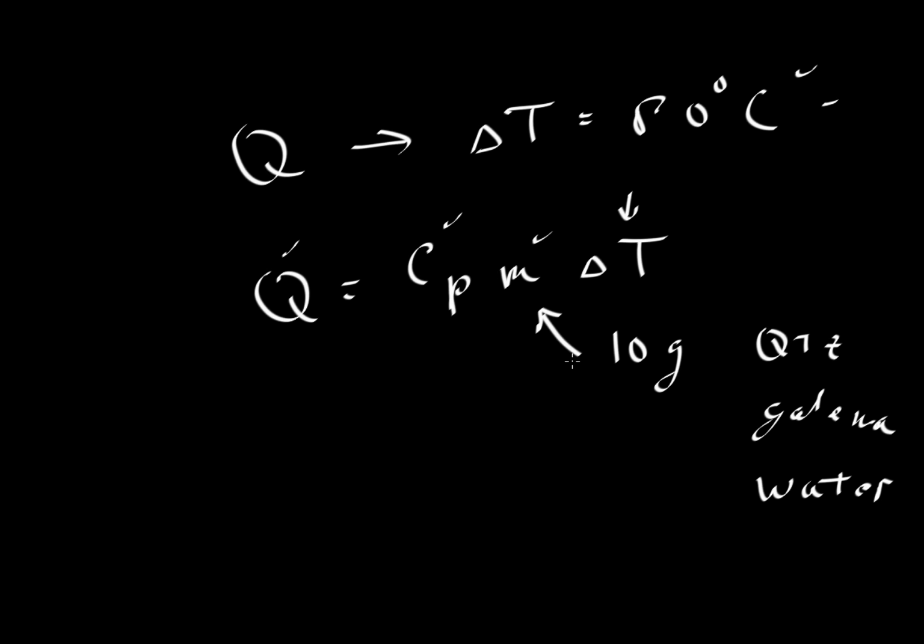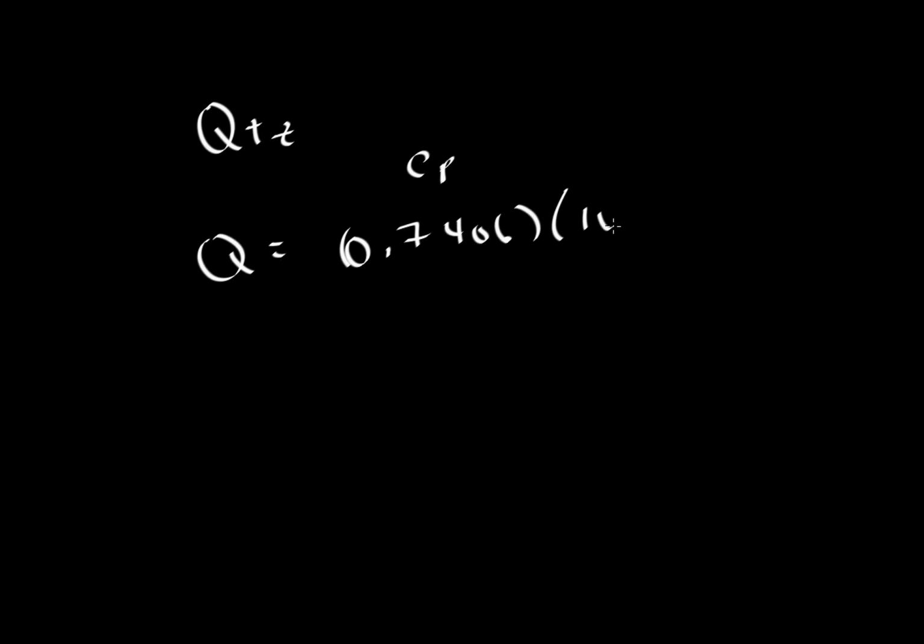Well, we'll go ahead and do the calculations. So for the case of quartz, the amount of heat that we would need, based on the numbers we gave last time, would be 0.7406. I think I rounded it off earlier as 741. That would be the heat capacity. The mass is 10 grams. And then the delta T would be 80 degrees centigrade, or 80 Kelvin.